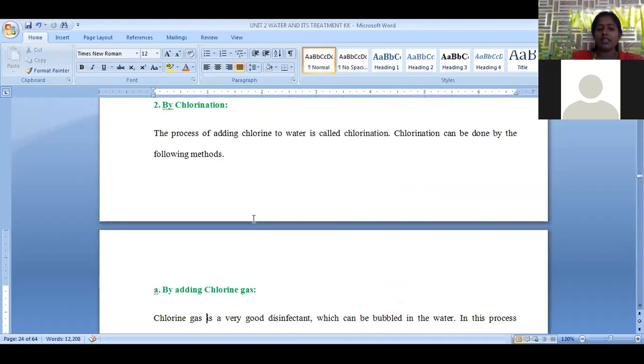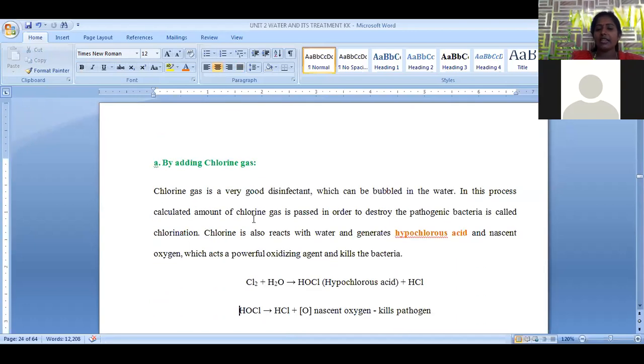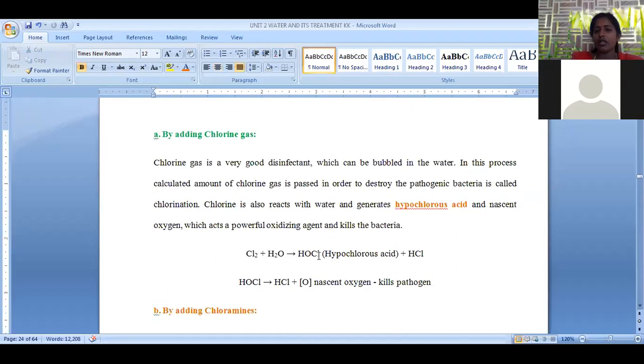And the next efficient method is chlorination. By directly passing chlorine gas into the water, we can form hypochlorous acid. Hypochlorous acid is a very important component in the water which is used to sterilize, to kill all kinds of pathogenic organisms, because hypochlorous acid can be dissociated into HCl and nascent oxygen. Again, here the nascent oxygen released is able to kill these pathogenic organisms. This is direct passing of chlorine gas. And next is about chloramines.